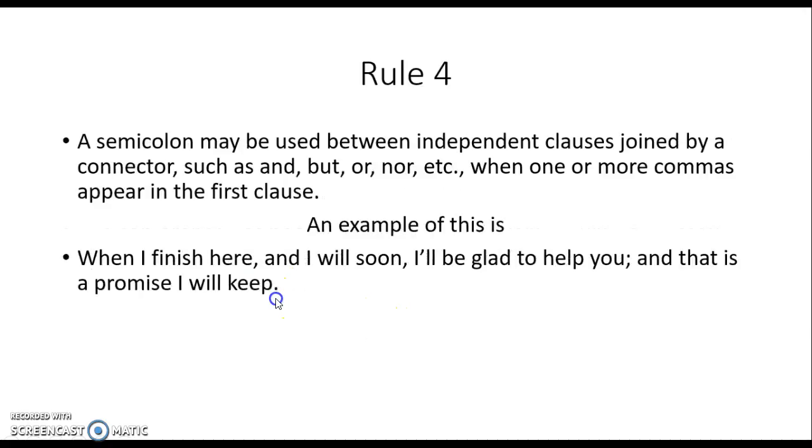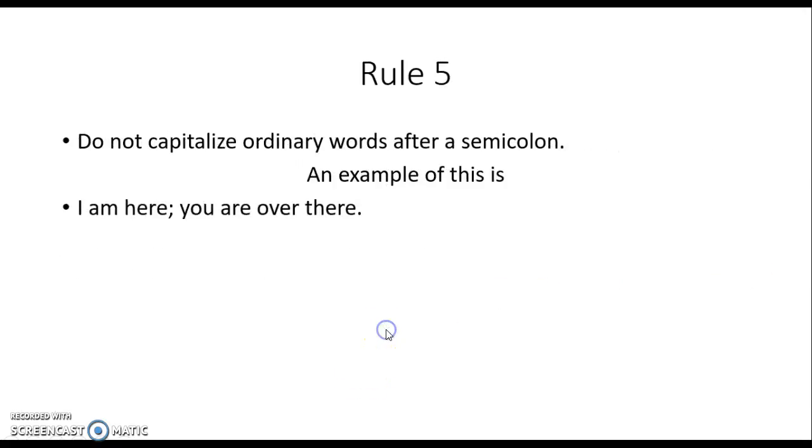Rule 4. A semicolon may be used between independent clauses joined by a connector, such as and, but, or, nor, etc., when one or more commas appear in the first clause. An example of this is, when I finish here, and I will soon; I'll be glad to help you. And that is a promise I will keep. Notice all these commas up here, and then the semicolon connecting these two parts into one sentence.